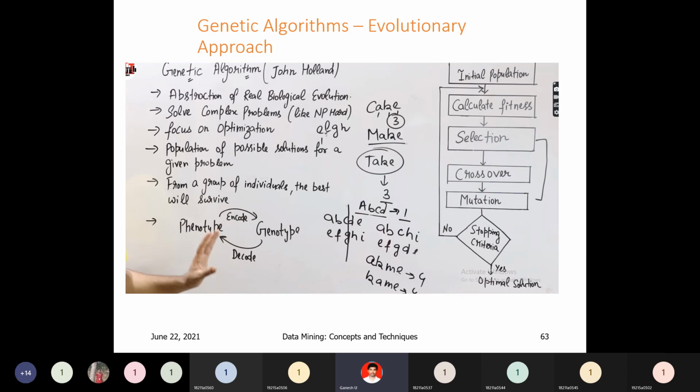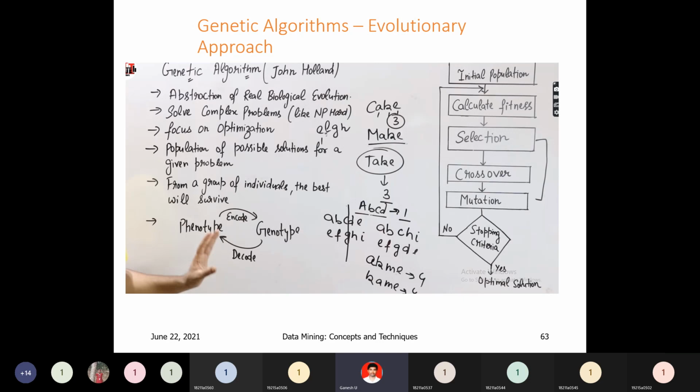Calculate the fitness for CAKE, MAKE, TAKE. So for these you have to find out the fitness. ABCD is there, so how much did it match? ABCD matched to take as 1, for cake it is matched as 1, for make it is matched as 1. Why? Because in ABCD, only A matched in these three words, so the value is 1.